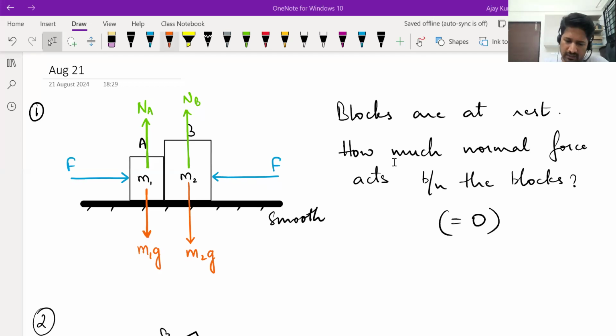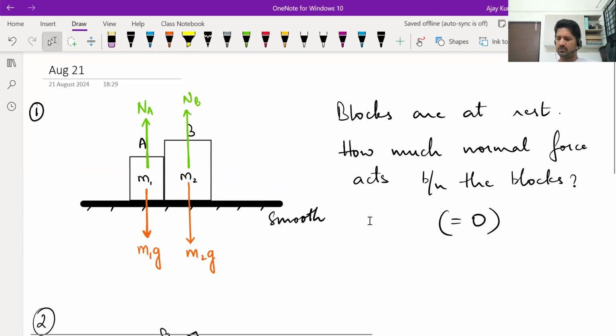So in this case, what happens? A will exert a normal force on B. In which direction? On B, it will be like this. And B will exert a normal force on A like this. Those two will be an action-reaction pair. Anyway, in the given question, these forces were not there. So how much normal force acts between the blocks? The answer is 0.